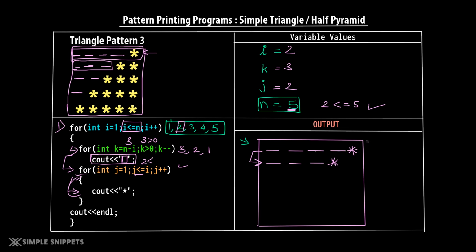So is 2 less than or equal to 2? Yes. 2 is equal to 2, right? So the condition is true. So we will again go inside this for loop and now again one more star is printed. So you can see what happened this time. This time j ran for 2 times taking the value of 1 and 2.